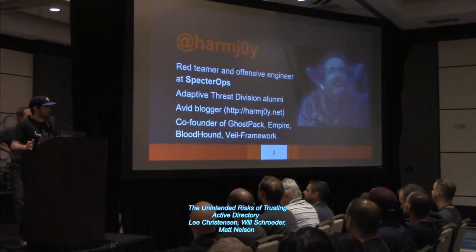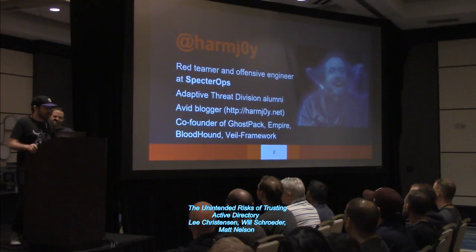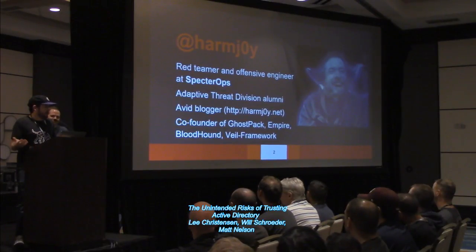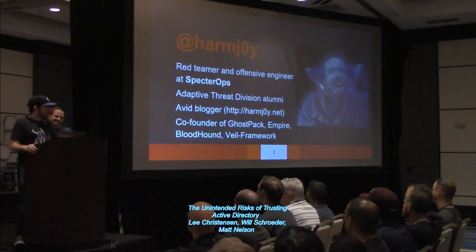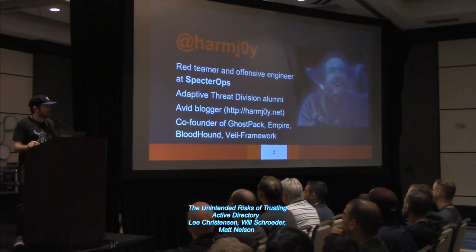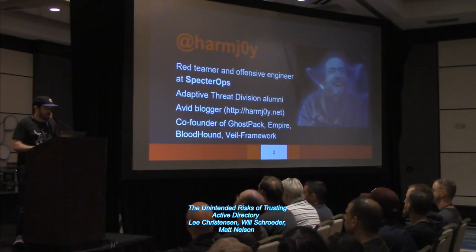So my name is Will Schroeder. My handle is harmj0y. Yeah, I've got my little Yoda picture. Someone on our team is pretty good at Photoshop. I'm a red teamer, and I like to call myself an offensive engineer. I work at SpecterOps, so I build a lot of tools. I'm an Adaptive Threat Division alumni, I blog a lot, and I'm a co-founder and co-developer for GhostPack, the new C# stuff that we'll demo a little bit today, Empire, BloodHound, and the Veil Framework.